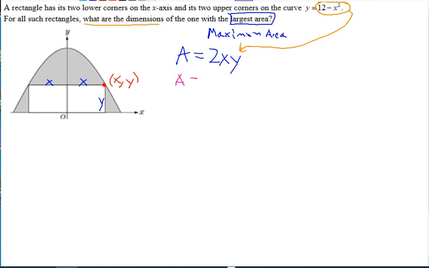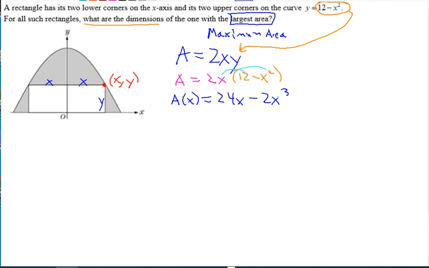So now the area would be 2x times 12 minus x squared. And again, you could take the derivative here, but then you'd have to use the product rule. So it's probably a little easier if you just distribute out the 2x first. And then we can also write this as just A of x now, area just as a function of x. 2x times 12 would be 24x minus 2x cubed.